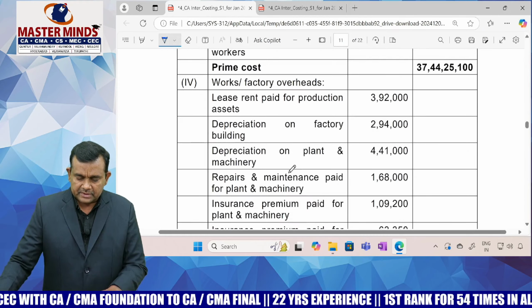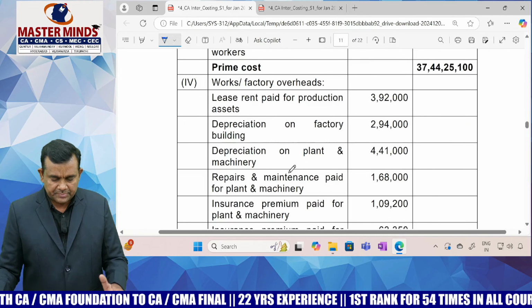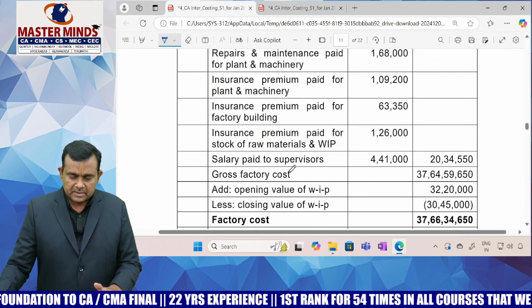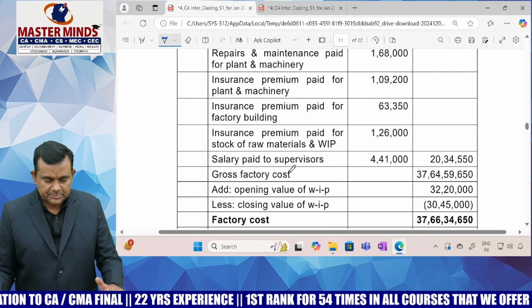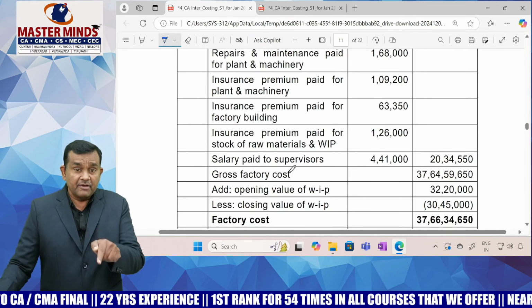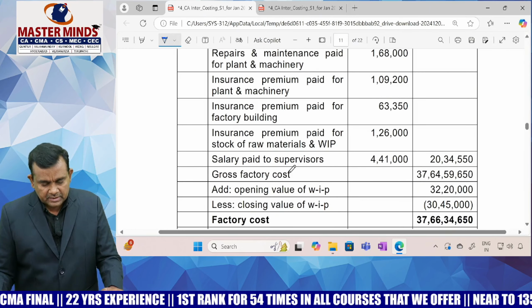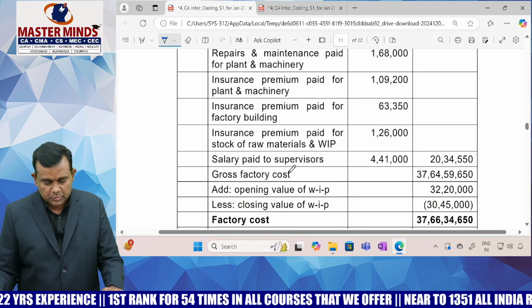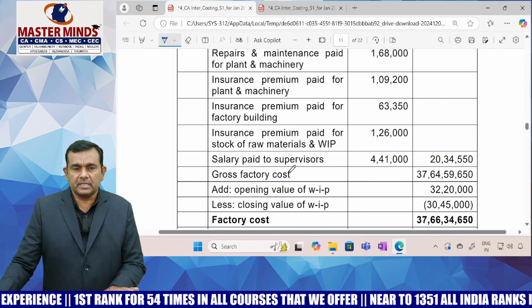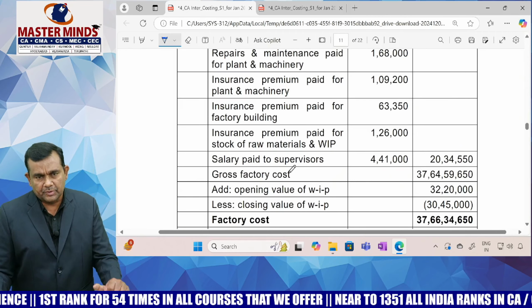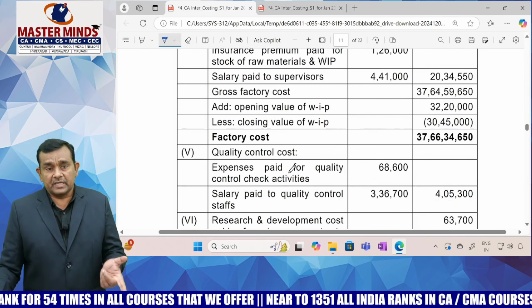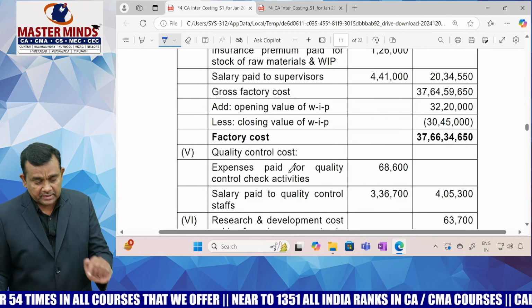Next, factory overheads: lease rent paid for production assets, depreciation on factory buildings, depreciation on plant and machinery, repairs and maintenance paid for plant and machinery, insurance premium paid for plant and machinery, that is, the factory assets. Next, insurance premium paid for stock of raw material and work in progress, salary paid to supervisor. So that is the gross factory cost. Adjust the inventory levels of work in progress: opening should be added, closing should be deducted. Then we get the net factory cost, that is also simply known as factory cost.